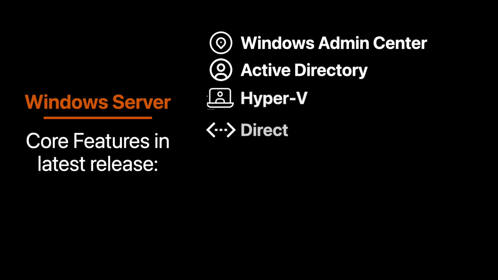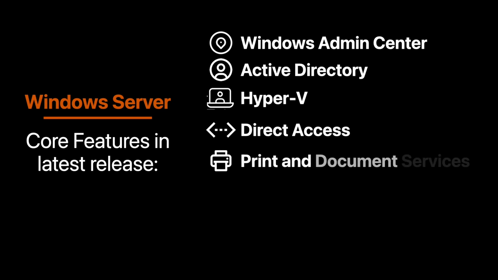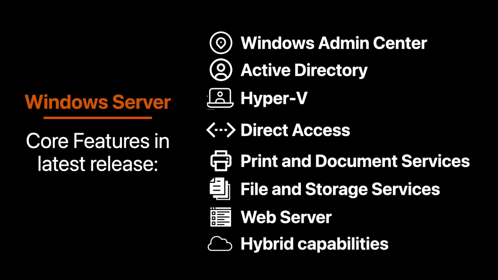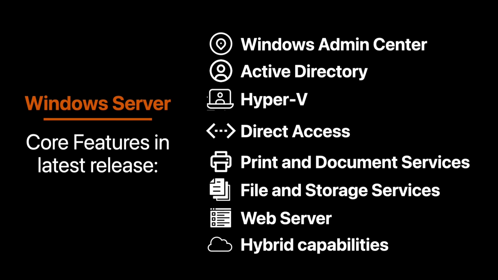Direct Access, allows users to connect to the organization's network without the traditional virtual private network connections. Print and Document Services, to manage print queues in one central location. File and Storage Services, this includes a file server, data duplication, resource manager, and more. Web server, that allows administrators to host websites and other HTTP-related services. And hybrid capabilities, that allows you to connect to Azure and extend cloud-based capabilities to on-premise.